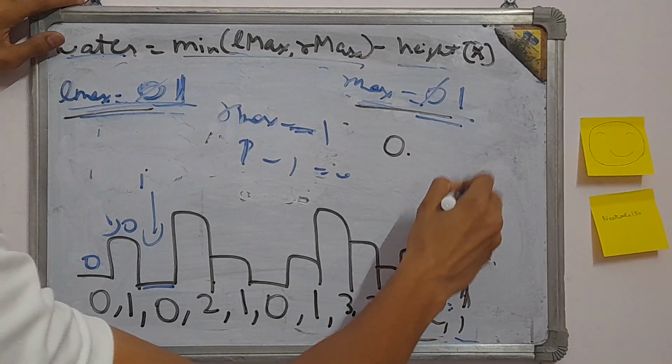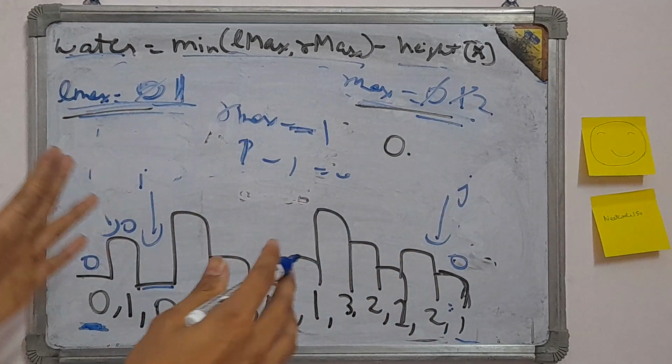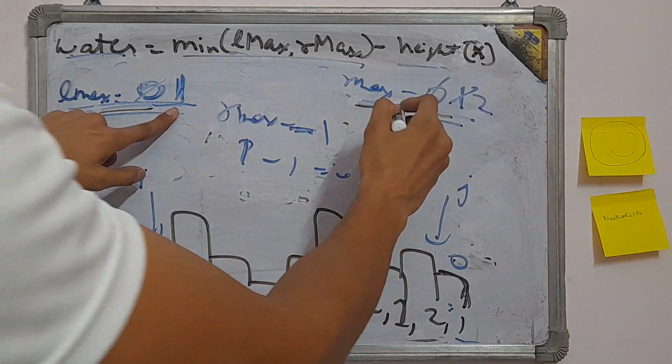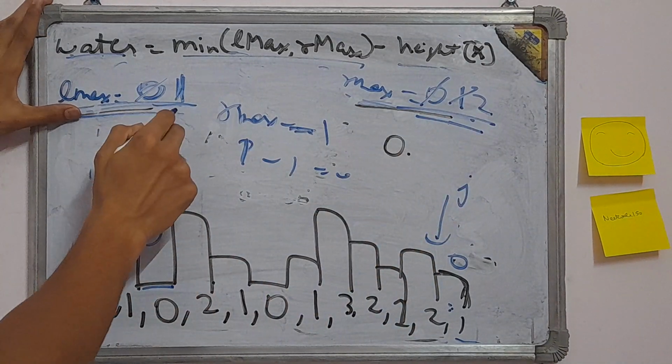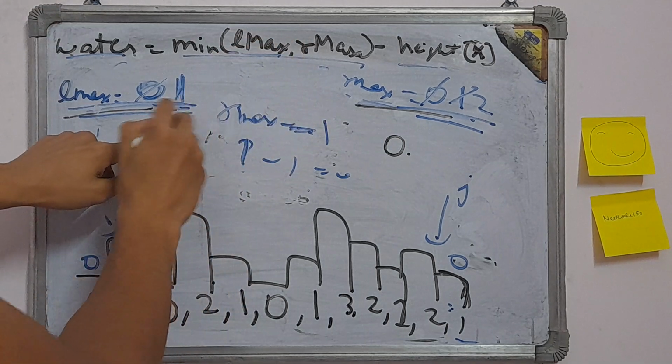Now we move J. Now J is at 2, so we update R max to 2. And now at this point, L max is 1 and R max is 2. That means L max is the smaller one. So in this formula, L max is the smaller one, so we want 1.